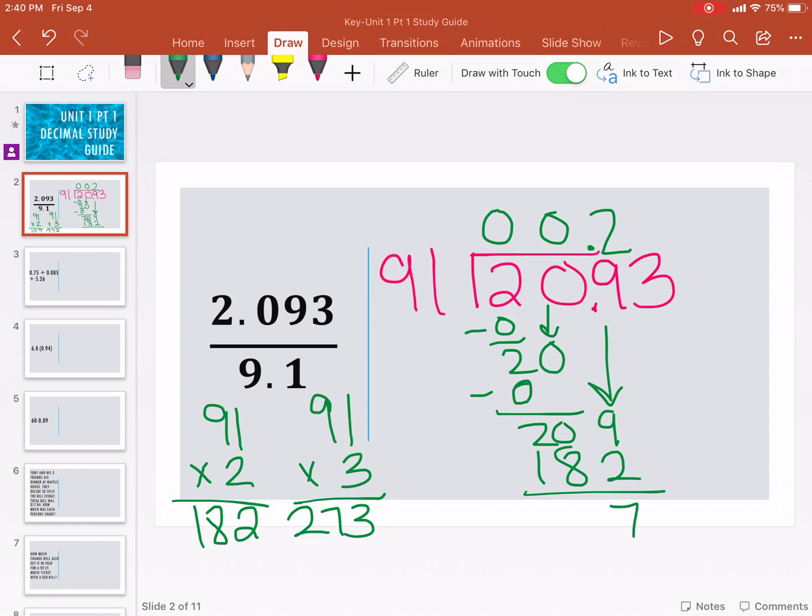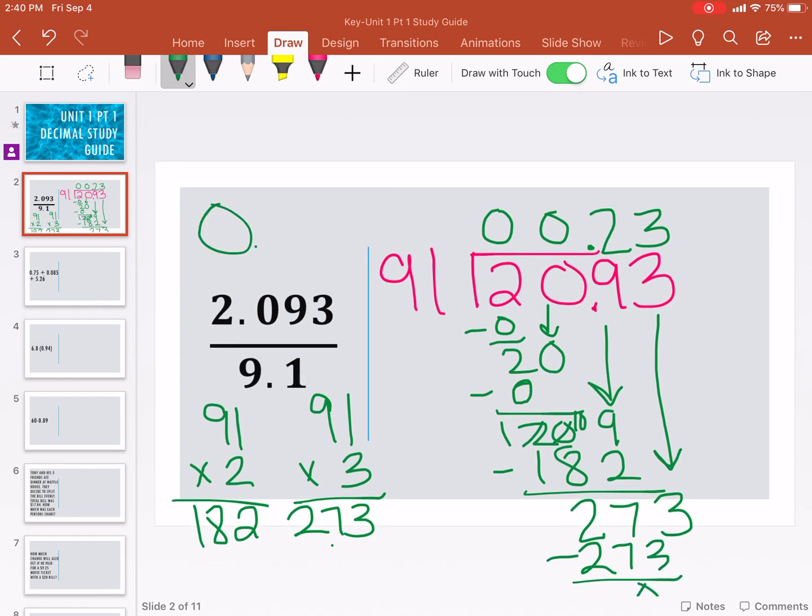182. 9 minus 2 is 7. Need to borrow. 10 minus 8 is 2. Okay, bring down the 3. Make sure that 27 is not bigger than the other one. The 3, and it goes in, oh, we already had it here. Perfect. And it goes in 273. So our answer is 0 and 23 hundredths.